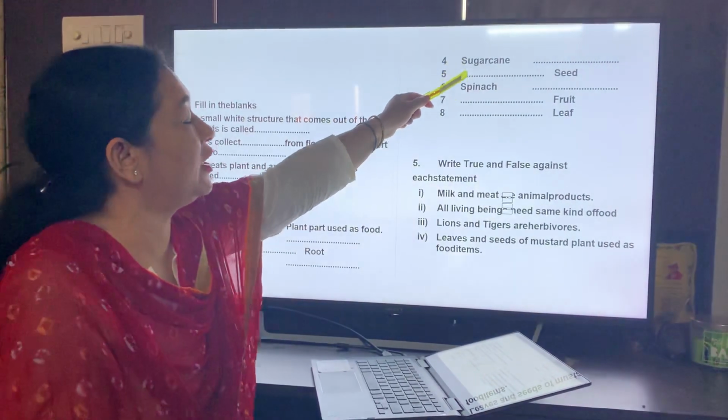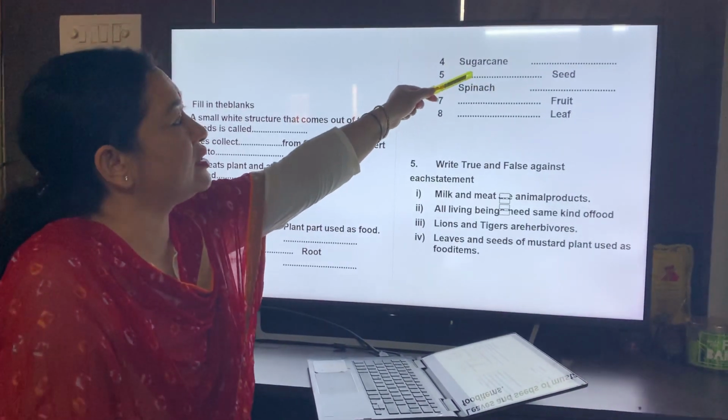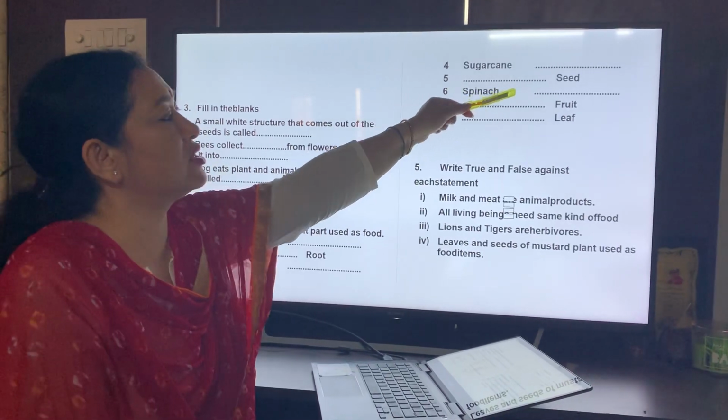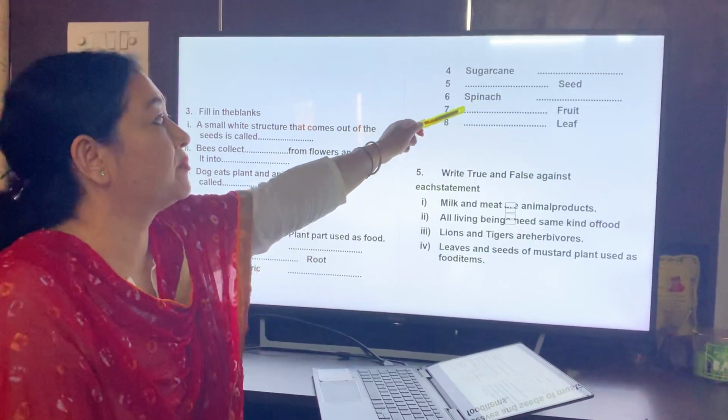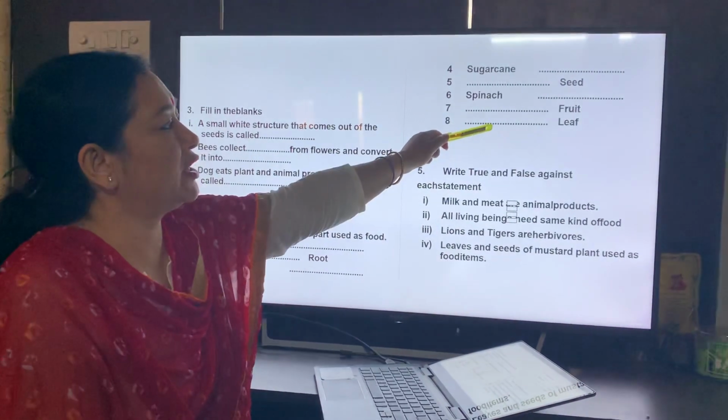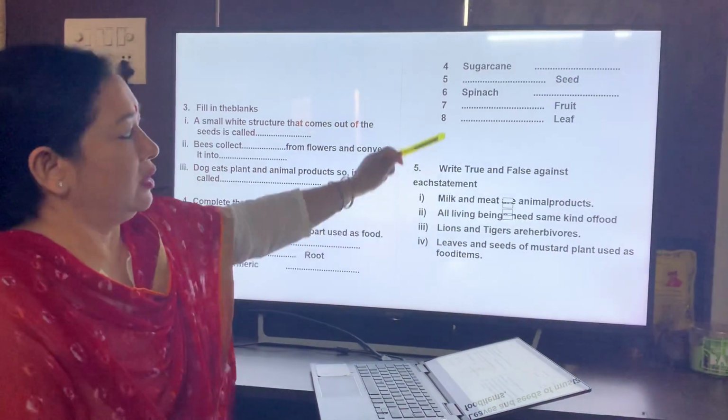Similarly for sugarcane, seed, any seed you have to name. Spinach is what? Spinach, you all know, are the leaves of the plant. Then any fruit you can write here, leaf again.